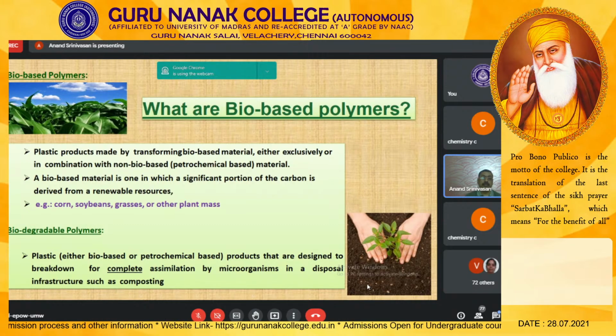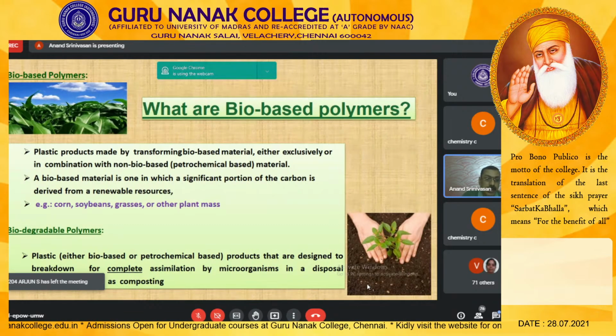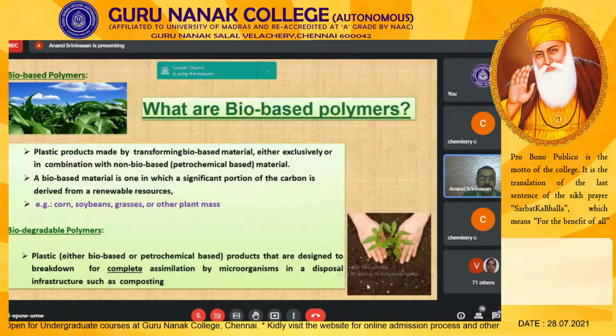So a bio-based material is one in which a significant portion of the carbon is derived from renewable resources. So you have to get the carbon from renewable resources like corn, soybean, grasses, or other plants. As I told you, instead of using the petrochemical feedstock from crude oil, you can use these renewable resources for the production of this carbon. So that is called bio-based polymers.